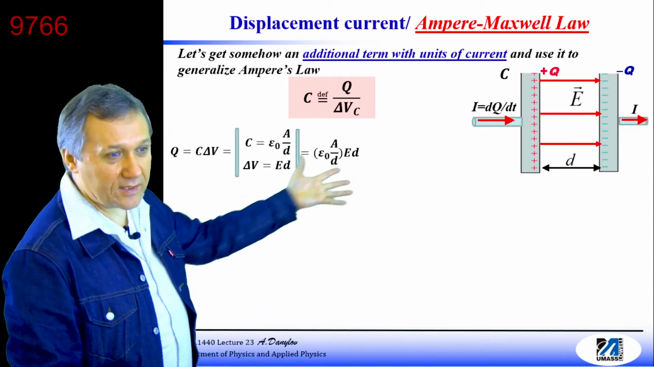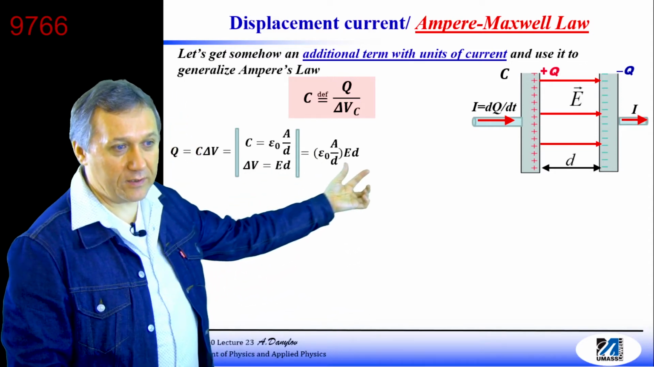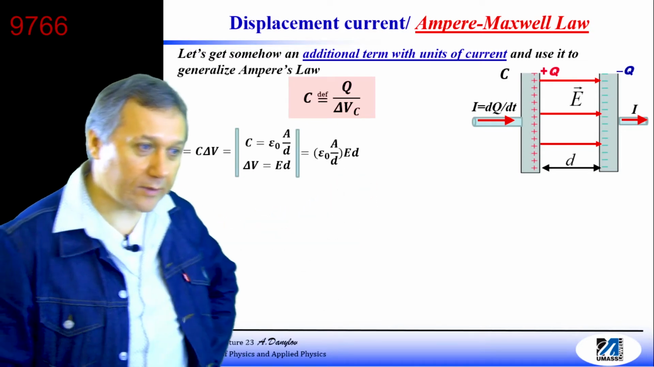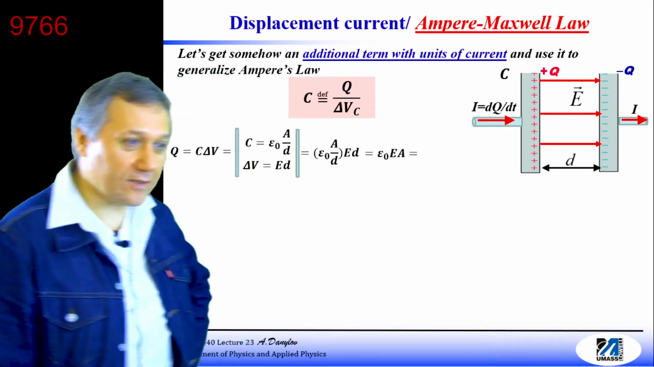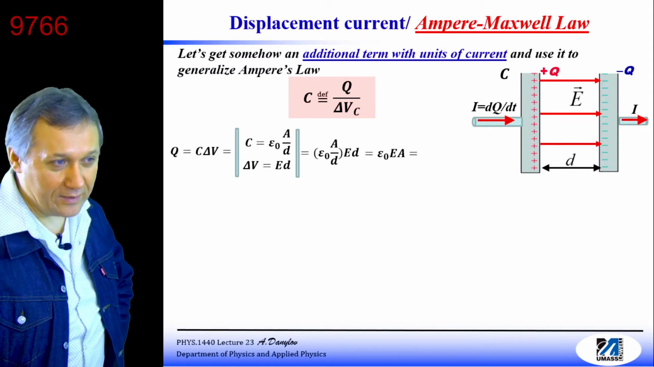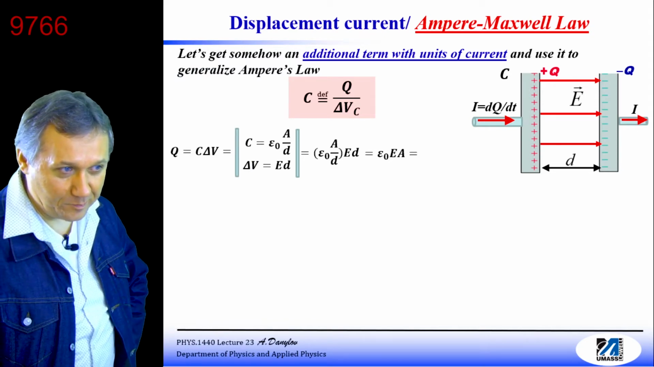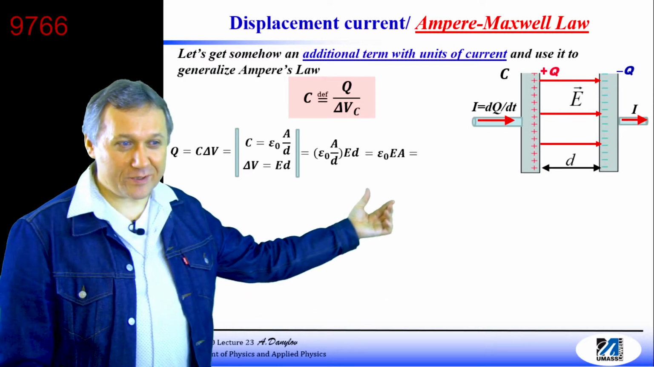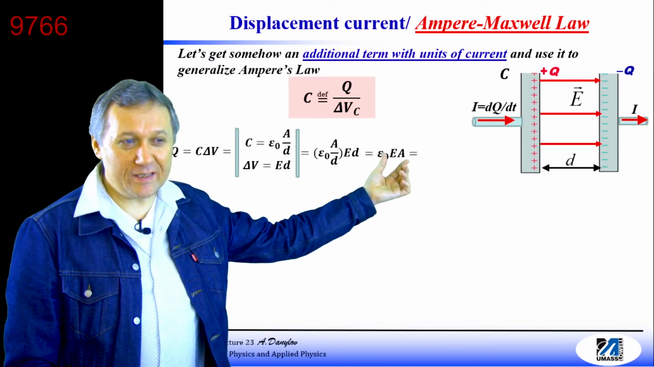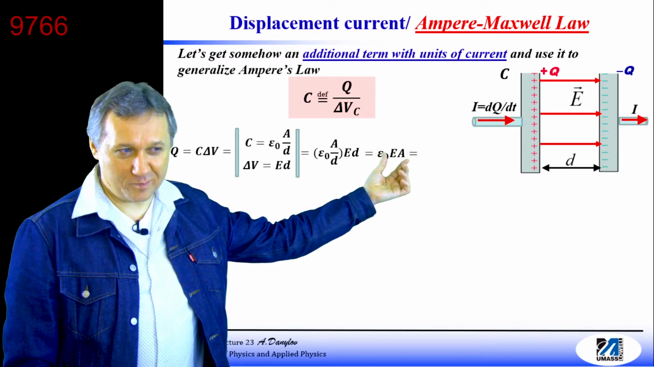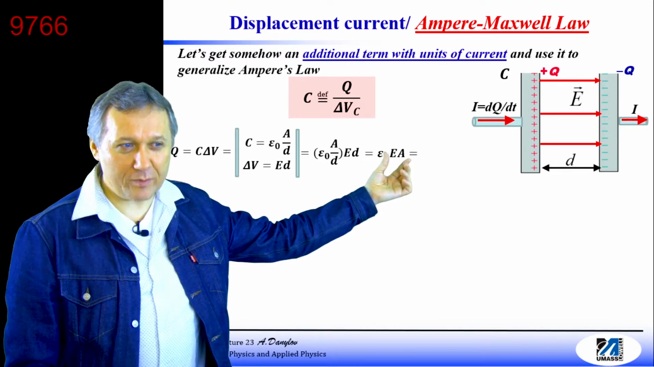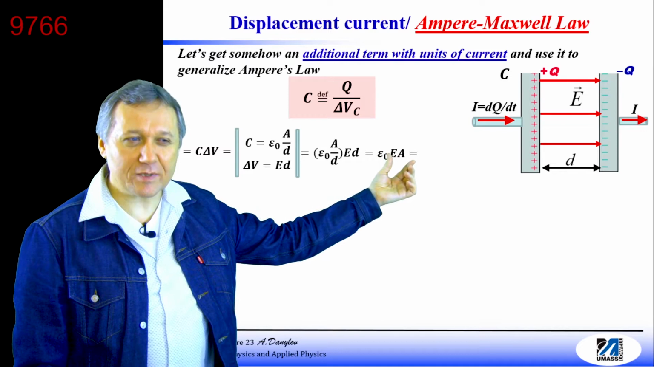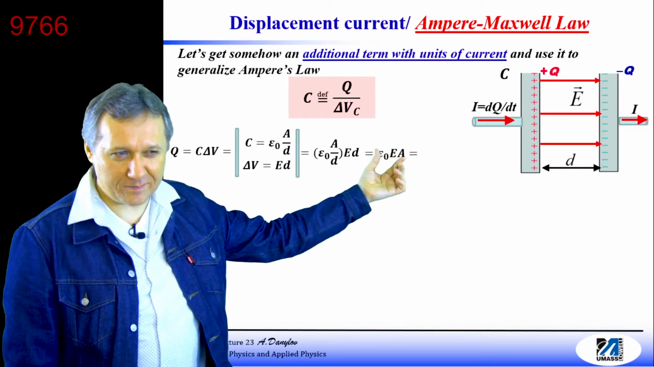D gets cancelled because we have D in the denominator and in the numerator. D gets cancelled. And as a result, we have epsilon naught times electric field times area. Now, question for you. Think for a second. What is E times A? At this point, you should be able to recognize this quantity. E times A. What is this?